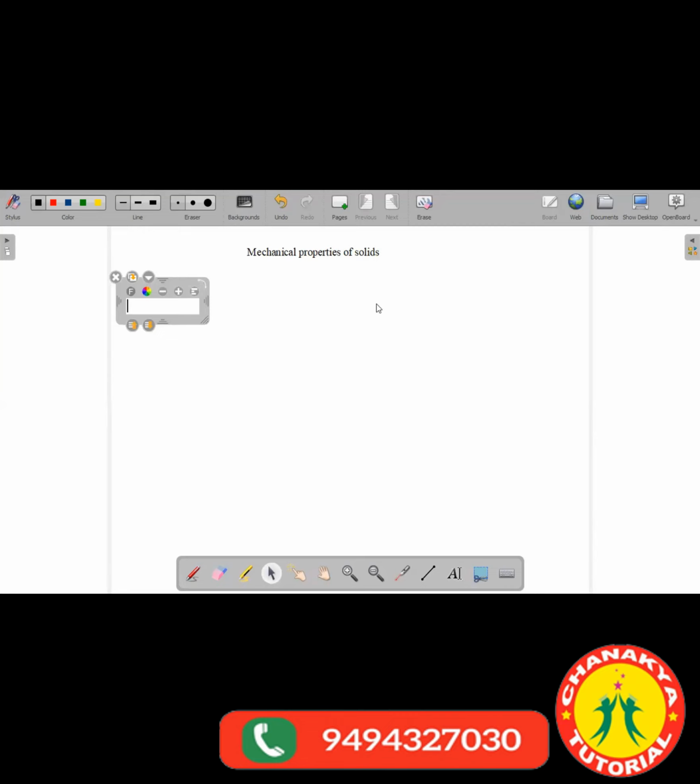We will first observe that solids have definite shape and size. So if you apply some amount of force on the solids, they will get deformed. There will be a change in the shape of the solids. But how long will the change last? The next question is how long the change will last.